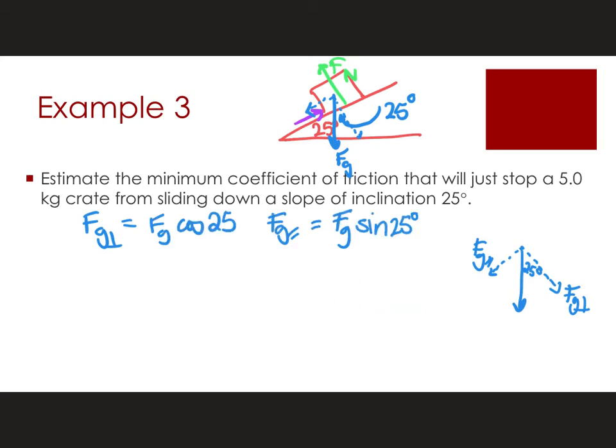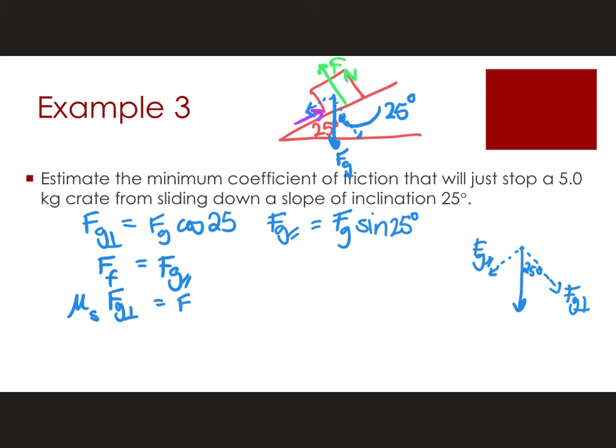Now, let's look at what that friction is going to have to be. If it's just sitting there, that means that I have no motion, no acceleration down the ramp, and all the forces are balanced. That means the force of friction is going to equal my force FG parallel. Now recall, force of friction is going to be mu static times the reaction force, which is our normal force, which is also going to equal FG perpendicular.